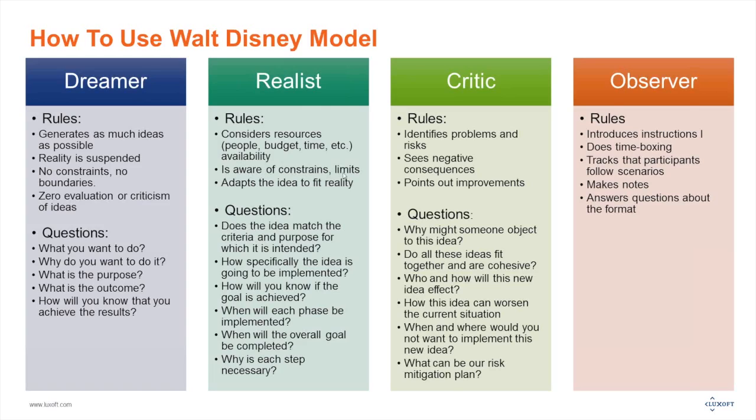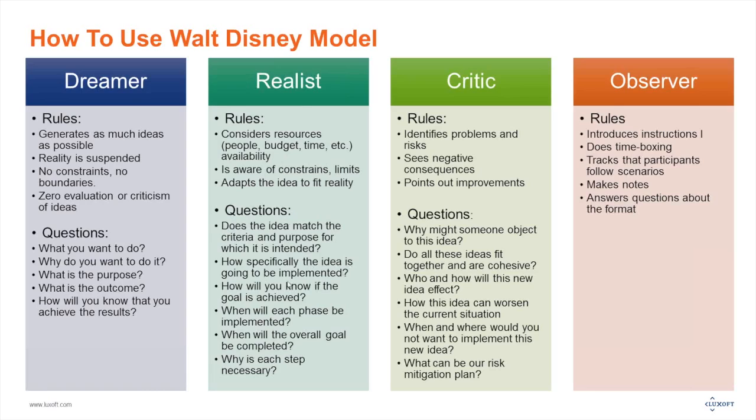Realists are aware of constraints and limits, and realists adapt the idea to fit reality. And the observer helps realists to do this with the following questions. Does the idea match the criteria or purpose for which it is intended? For instance, if the main idea was to improve the quality of our code, the question is, does the auto testing actually improve the quality of our code? And realists should think about this question.